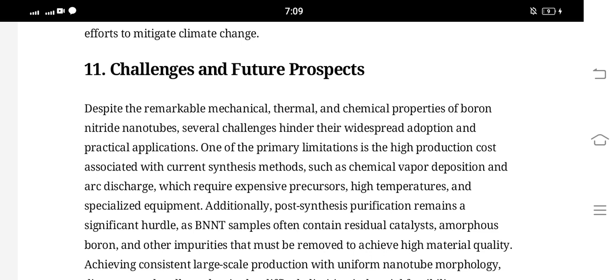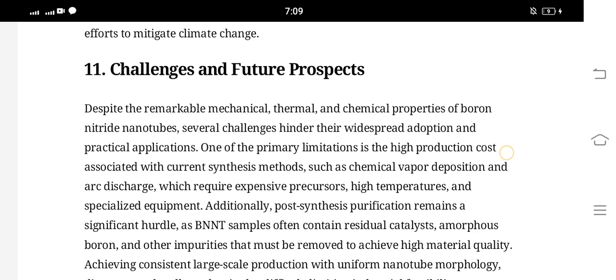limit large scale production. Another significant issue is post synthesis purification, as boron nitride nanotubes often contain residual catalyst, amorphous boron, and other impurities that must be carefully removed to achieve high quality material. Achieving uniform morphology, consistent diameter, and precise wall number across large batches is also difficult, which restricts industrial feasibility.